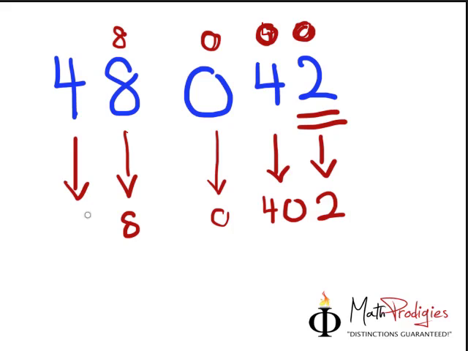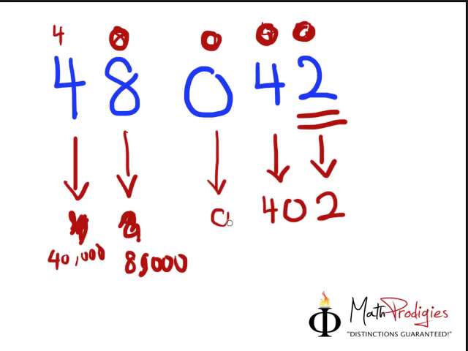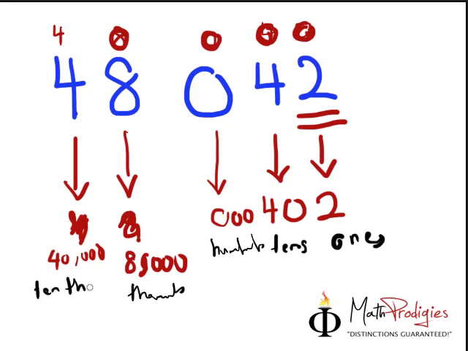Okay, so next one, 4. 4 stands for what? It stands for 4, 0, 0, 0, 0, which means 40,000. Okay, and the 8 represents 8,000. Okay, and this represents 0 hundreds, and this represents 40 and 2. Now we call this ones, tens. If you remember, you should remember this. Hundreds, okay, thousands. My handwriting is very illegible. And ten thousands. Okay, so this is what these numbers mean.